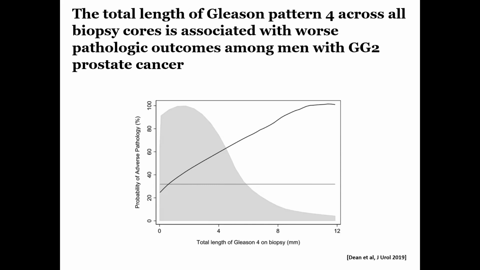the highest millimeters in a single core, and then reviewed those results across multiple predictive models to determine the best quantification method. As you can see from this figure, the probability of adverse pathology after radical prostatectomy increases proportionally with every increased millimeter of total length of Gleason pattern 4. The shaded gray area represents the frequency of the total length of Gleason 4 in our cohort studied.